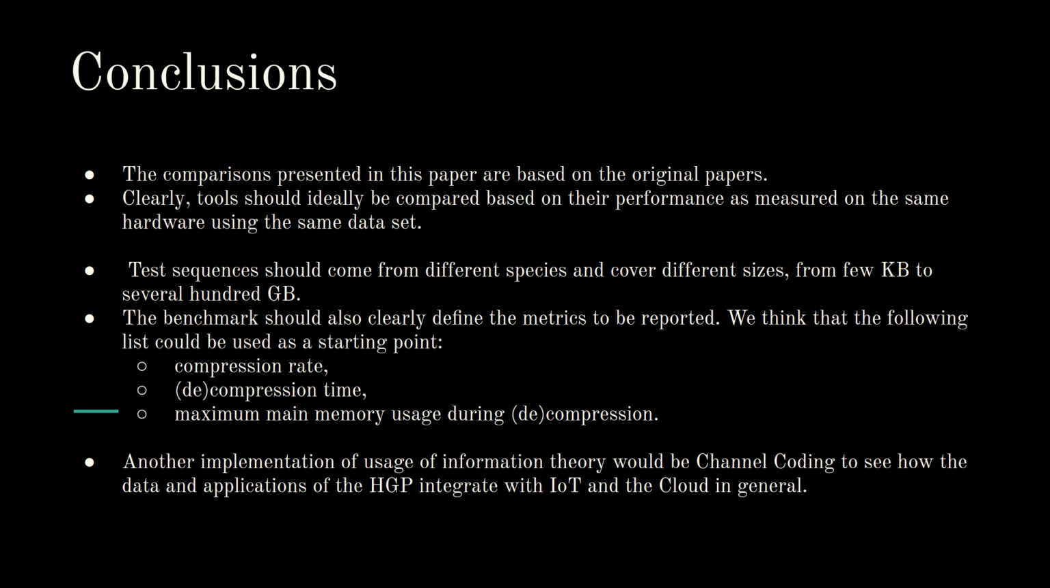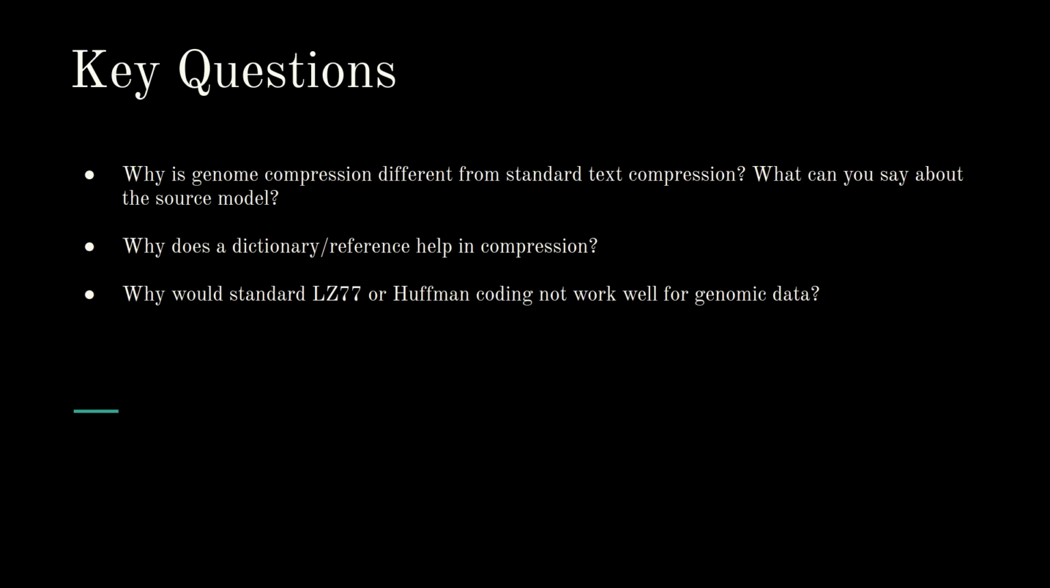We could, in essence, use compression rate as a factor, and compression and decompression time, along with the main memory usage during compression and decompression. Another usage would be in channel coding, to see how we could integrate the human genome project with IoT and the cloud. So for questions I have, I think most of these are answered, but let me try it once again.